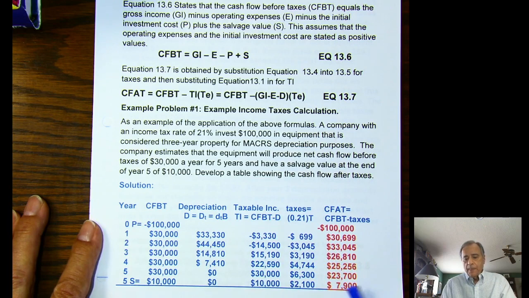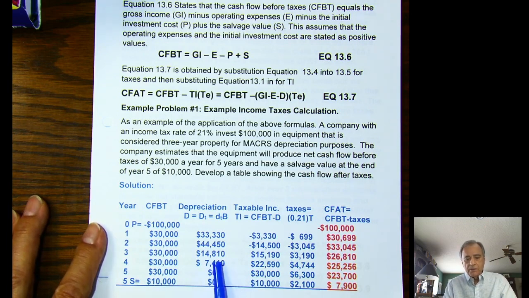And then when I subtract a minus from the 30,000, minus a minus is a plus, so I get $33,045 after taxes. Again, greater than the before-tax cash flow. But that's the last time that'll happen.